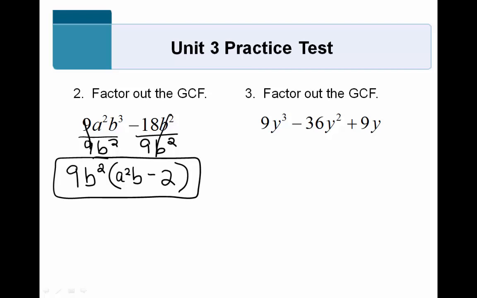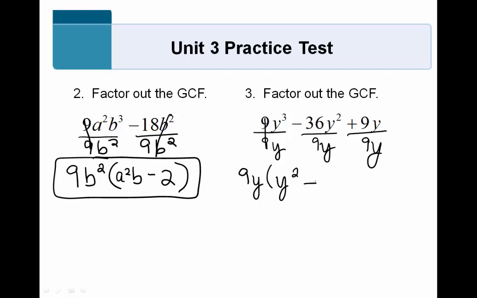We're just factoring out the GCF of this trinomial. The greatest common factor of 9, 36, and 9 is 9. And each of the terms has a y. We have a y cubed, a y squared, and a y, so we can factor out a y. Y cubed divided by y is y squared, minus 36y squared divided by 9y is 4y, plus 9y divided by itself is 1.